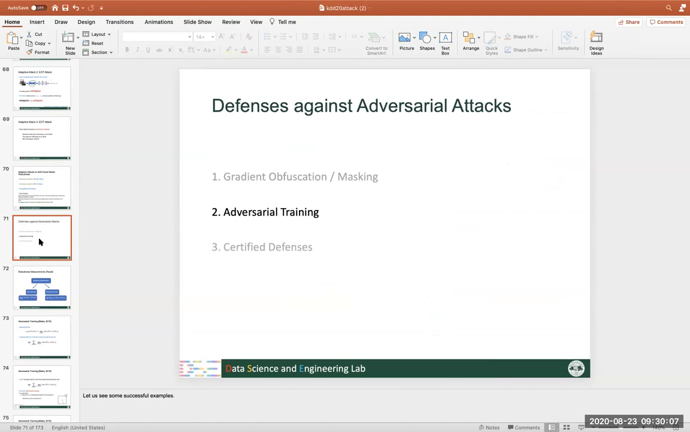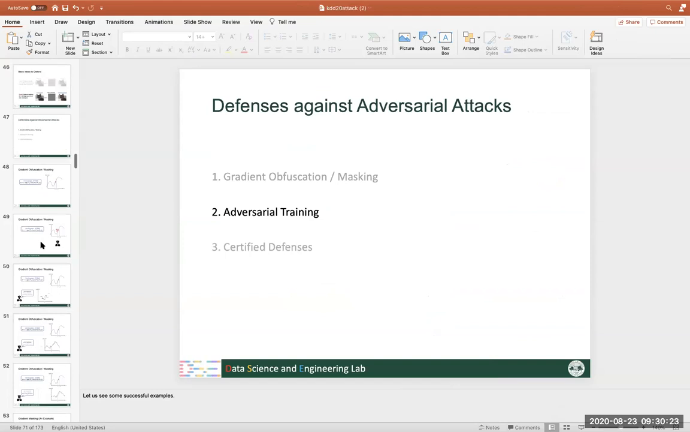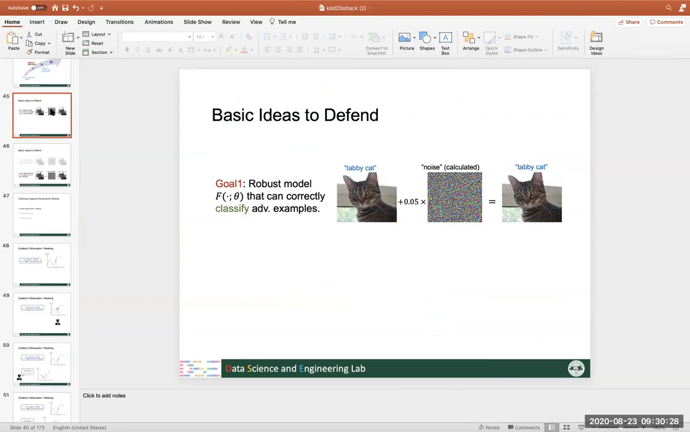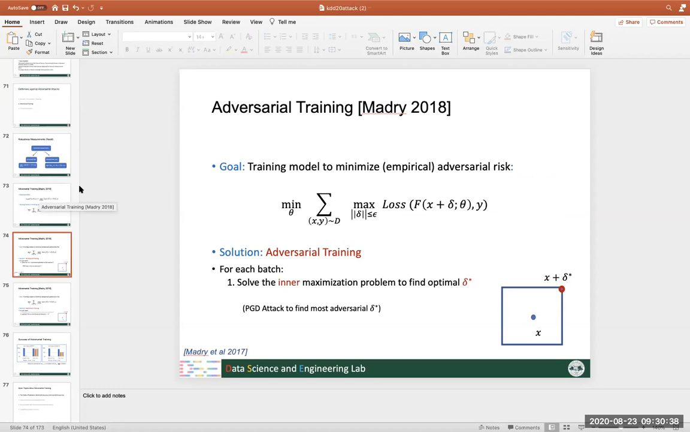Are there any questions about this section? Actually, the adversarial training strategies are trying to solve the first goal that I just mentioned: trying to build a very, very powerful model that can even correctly classify the adversarial examples. And this is still one of the most popular and most effective methods when we are doing defenses.